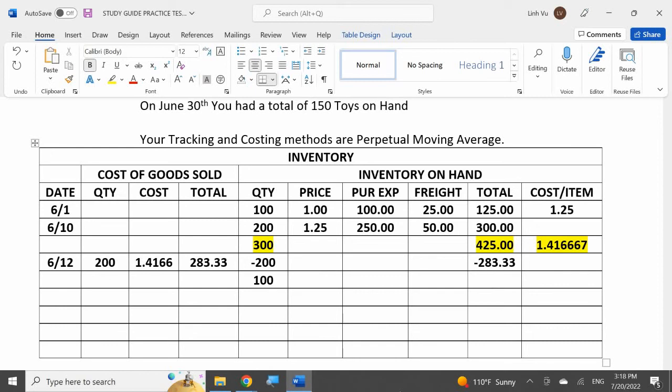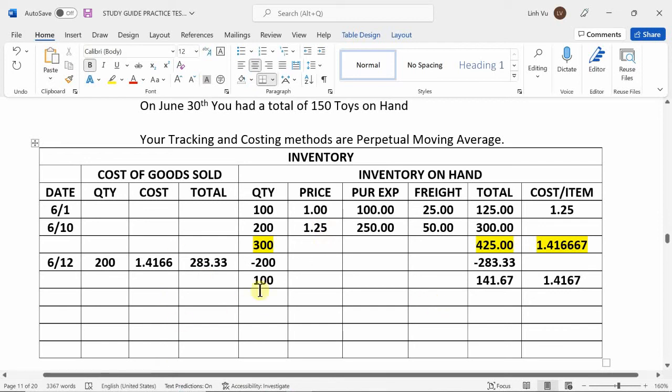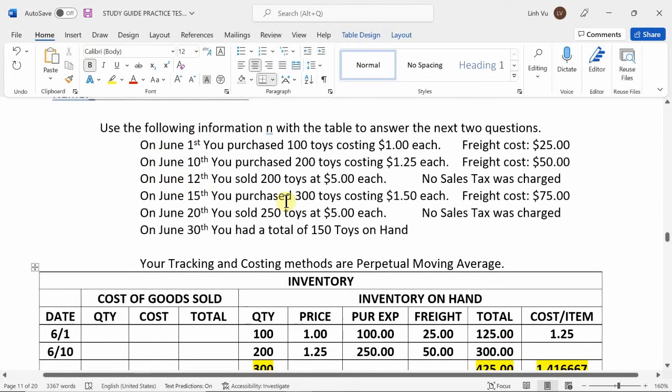Oh shoot, I messed that up. We have $141, $100 and $41.67. Okay. So that's going to give you your average cost per item to be 1.4167. Good. Right? So again, if you want to highlight that too, go for it. So that was what happened when we sold, right? We're taking and subtracting as we go.